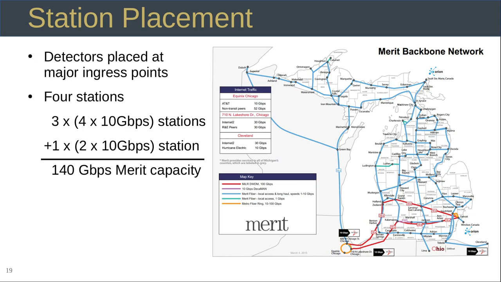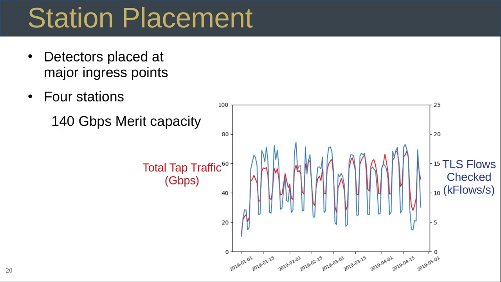And 3 of those are at 40 gigabit per second routers, and 1 is at a 20 gigabit per second router, for a total of 140 gigabits per second max capacity that could be flowing past those stations at any point. Now, in practice, we did not see that much traffic flowing past those routers. Typically, those routers in Merit's network had accumulated around altogether 70 gigabits per second at any given time.